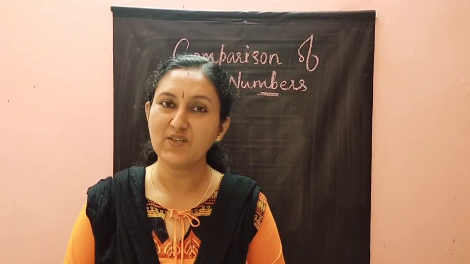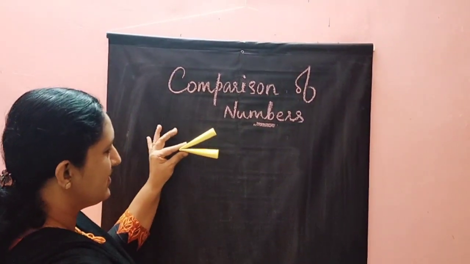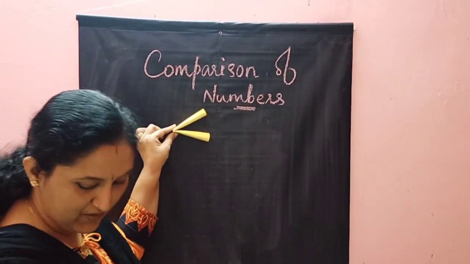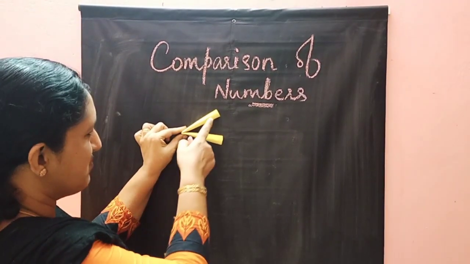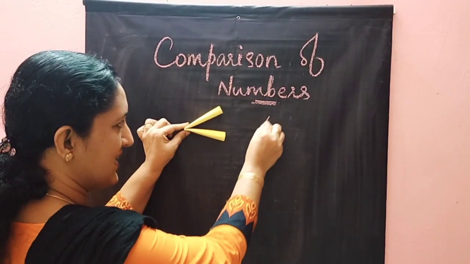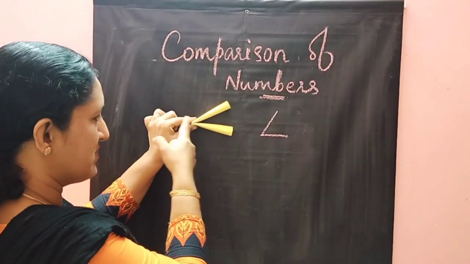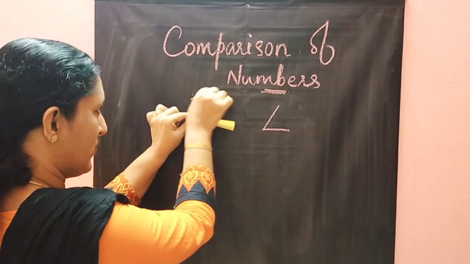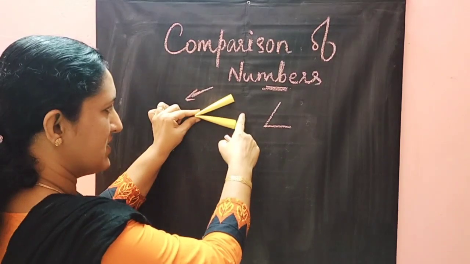Now I will show one by one all these symbols, and you have to identify them. Can you identify this symbol? I will give 3 clues. First, it matches with the letter L. Second, its pointed side comes on the left side. That is, it points towards left. Its open side comes on the right.